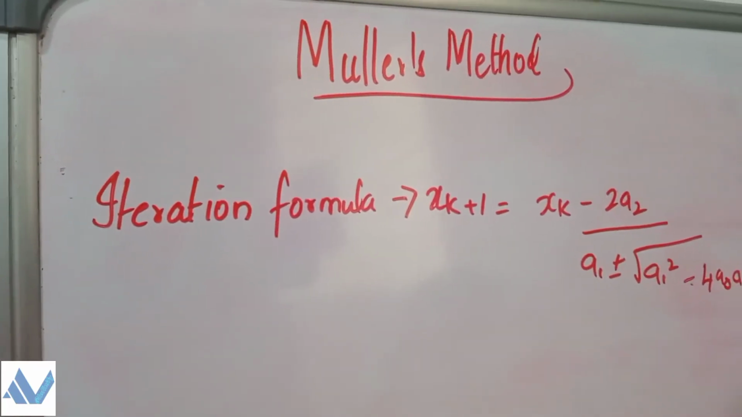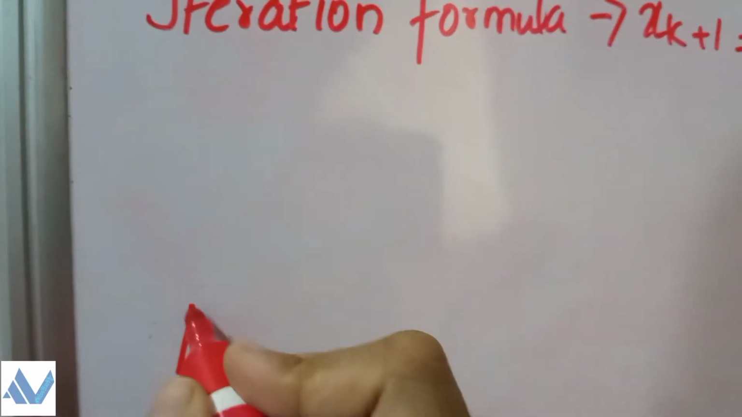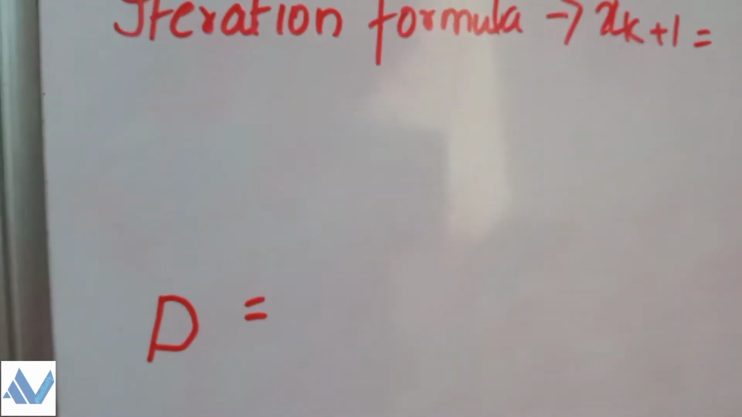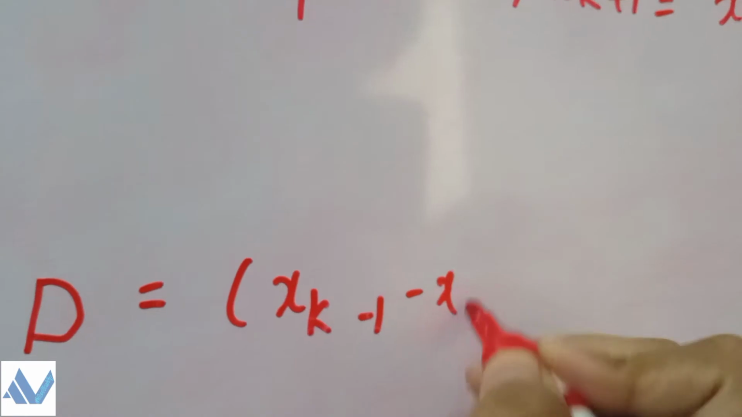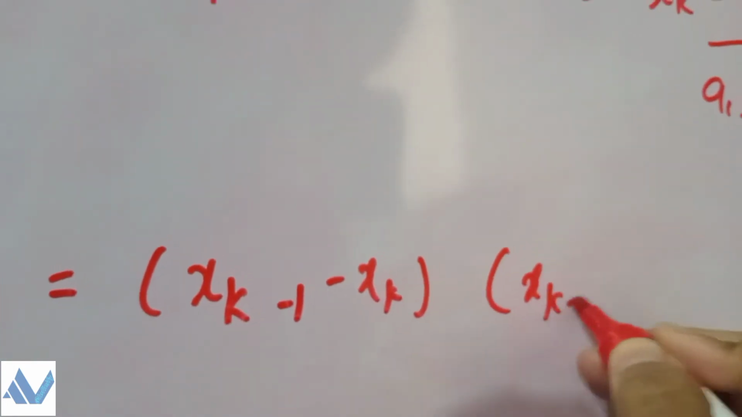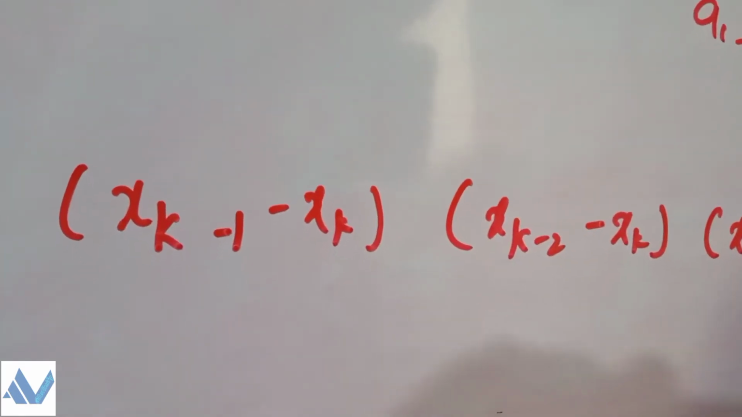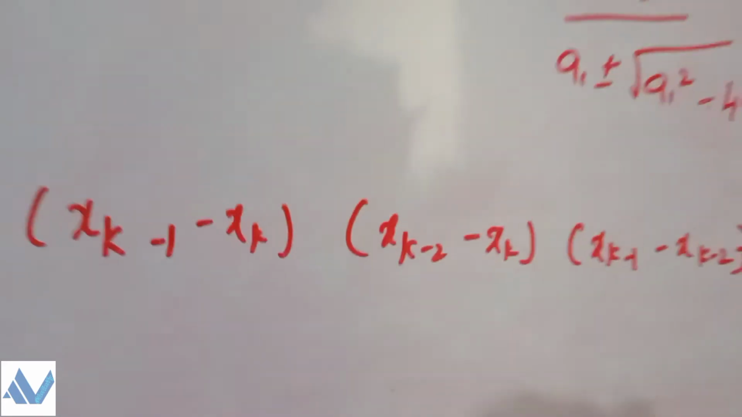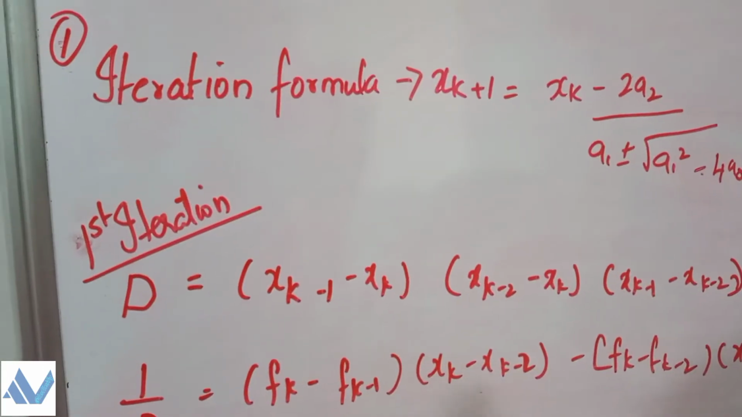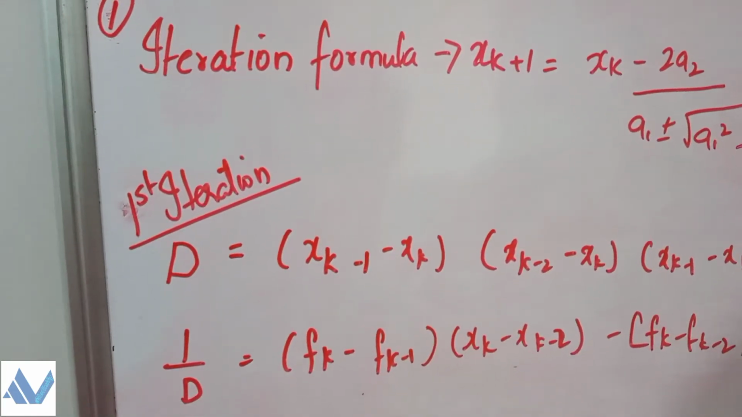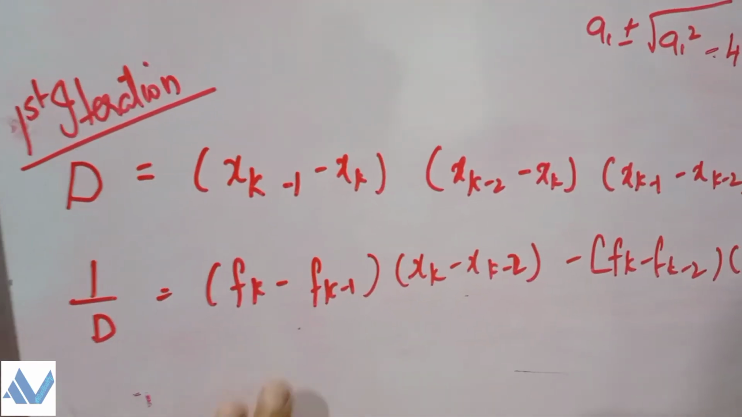The important things that you have to remember: number 1 is the formula, number 2 you have to find out d, which is equal to x_{k-1} minus x_{k-2} minus x_{k-1} minus x_{k-2}. In Muller's method, they will ask you to find at least 2 iterations. So in the first iteration, you have to remember all these things, that is d and 1 by d. These are the formulas.